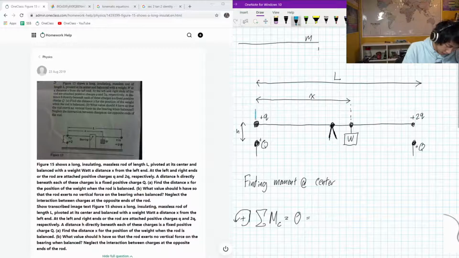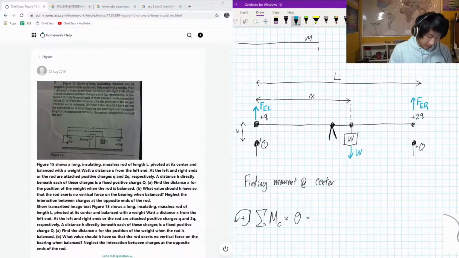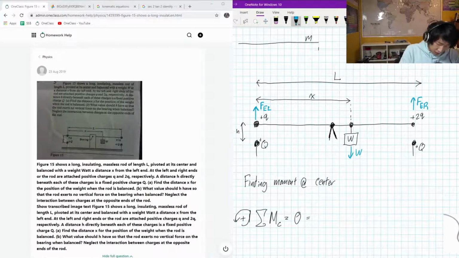So let's draw in our forces here. F_e for electric force: F_EL for the left electric force, and here we're going to have F_ER for the right electric force. And here, let's just call that our weight force, and those are the main forces of interest here. Of course, we're also going to have a normal force at the pivot, so let's draw that in to be complete. Here, this is going to be point C for center.